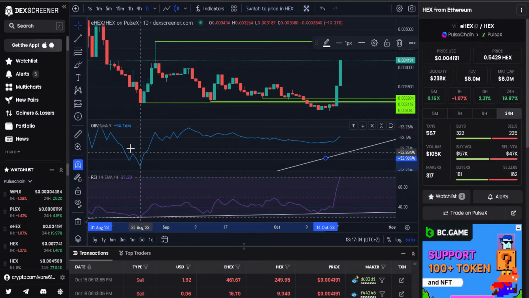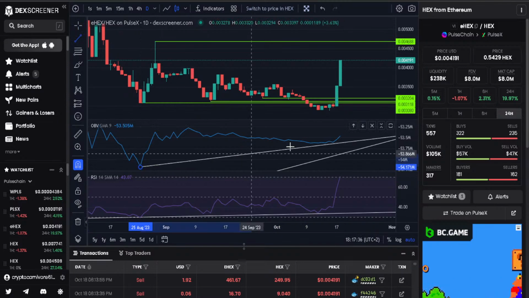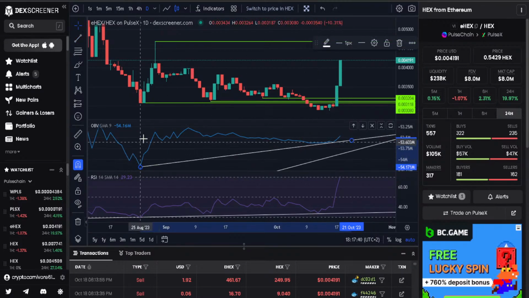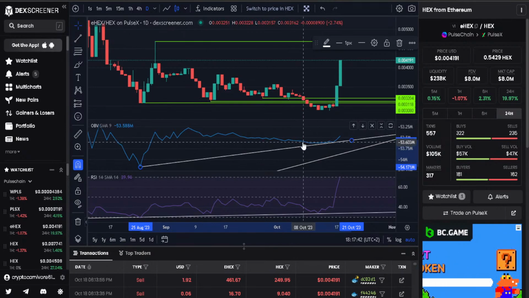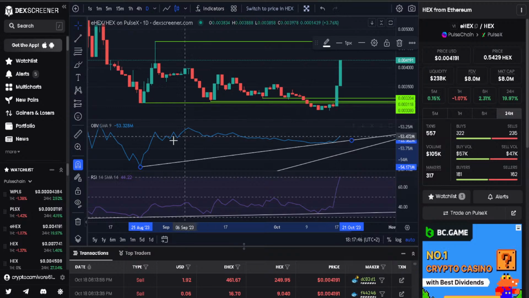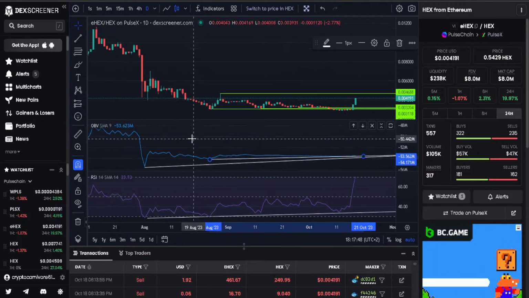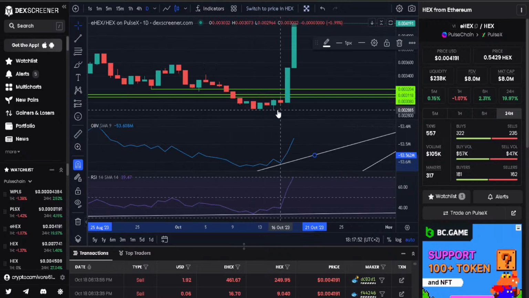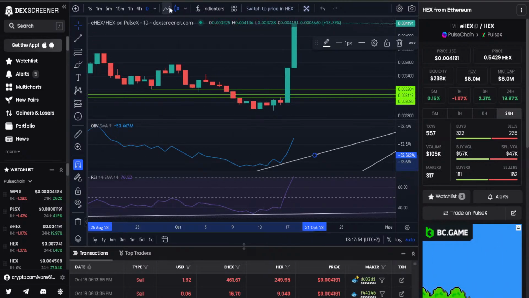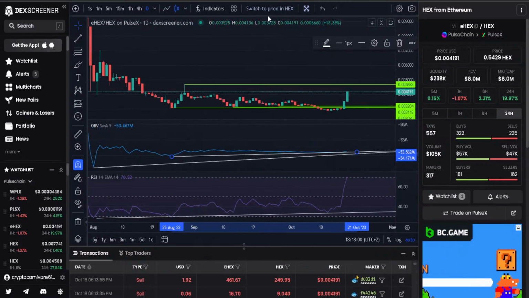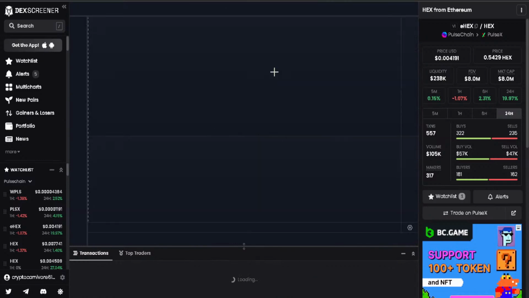In fact, if you see this on the on balance volume, and there's bullish divergence here, someone is slowly accumulating this secretly, right? And we can see now he's made his print on the chart. Strong bullish divergence, right? I've seen this happen before. It makes the small W and boom, off it goes. So this is EHEX on Pulse chain.